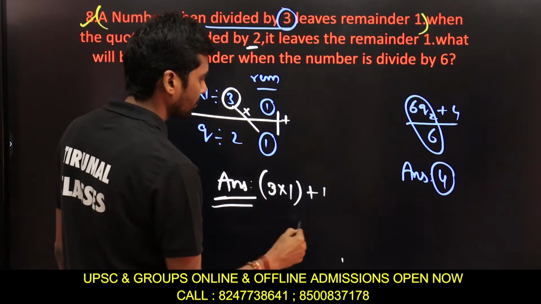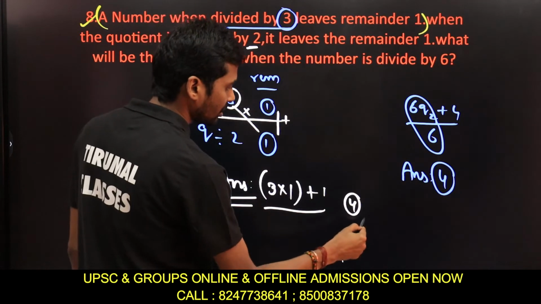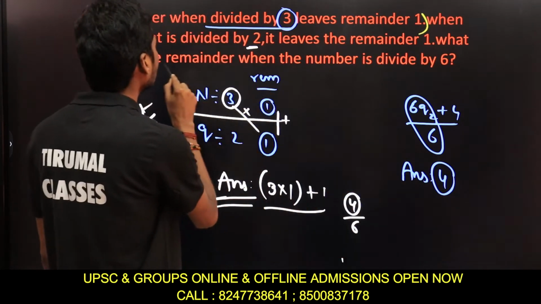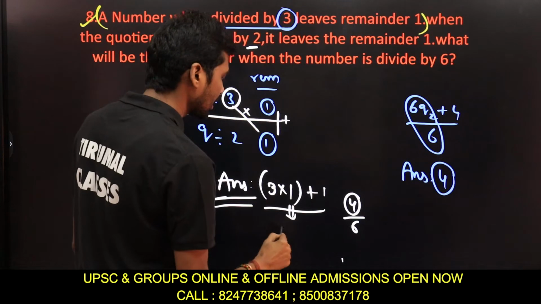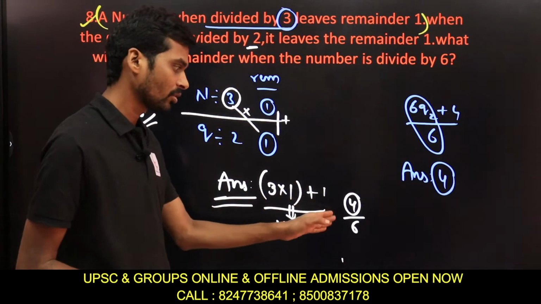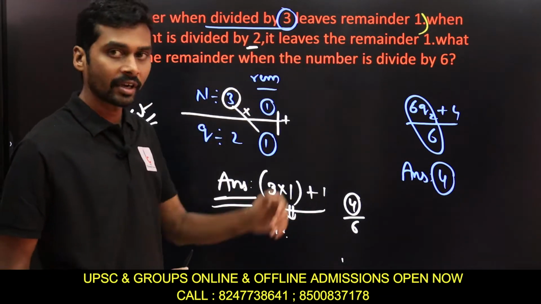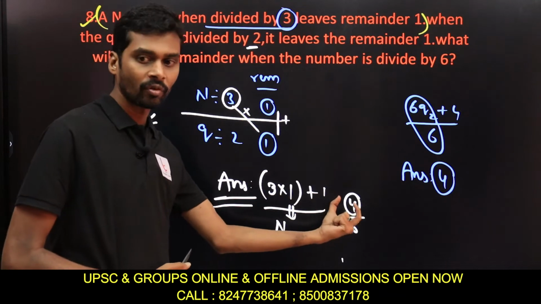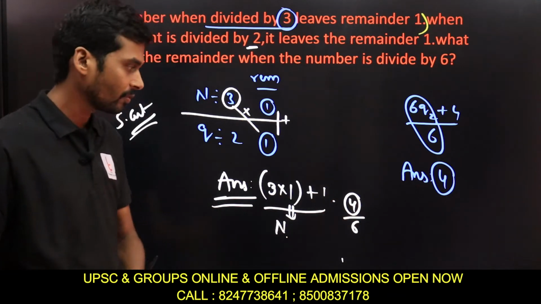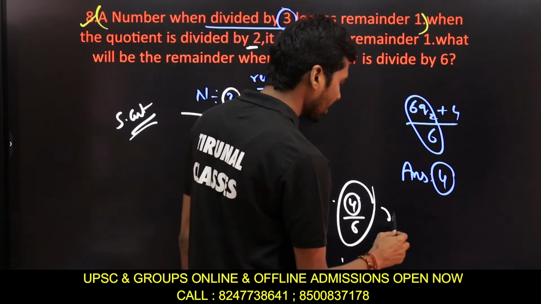So 3 into 1 means 3, plus 1 is what? 4. Now this is the general form of the number, and n is equal to what? 3 into 1 plus 1, which is 4, divided by 6. So what will be the remainder when the number is divided by 6? We got the number 4 by 6. What is the remainder we'll get when 4 is divided by 6? When a smaller number is divided by a larger number, the remainder is always the smaller number, which is 4.